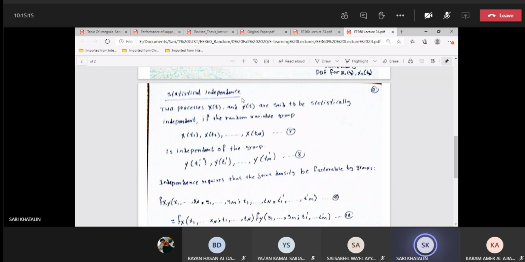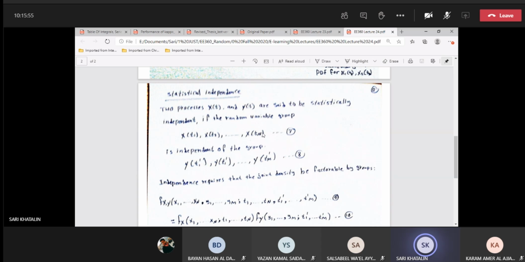Now, statistical independence. Of course, we did talk about independence several times. We did talk about it in chapter 2, maybe, or 3, and also in chapter 5, and we understand it very well. As it says here, two random processes, x of t and y of t, are said to be statistically independent if the random variable group x1, x2, xn, all of these are independent of the other random variable groups for y.